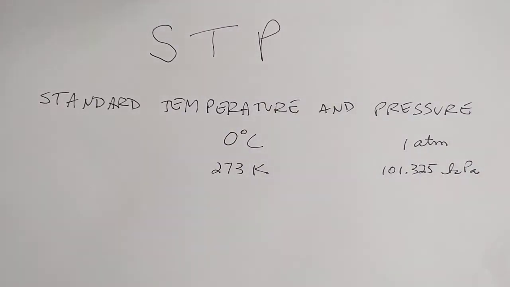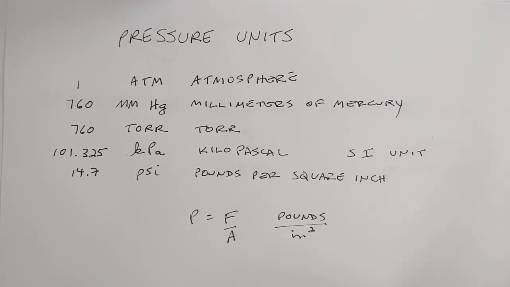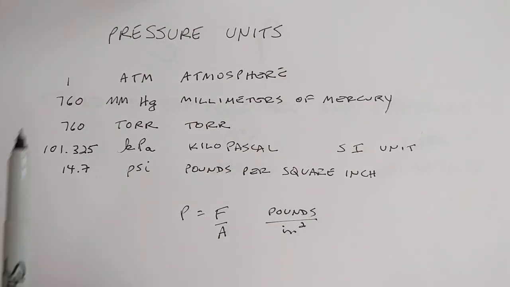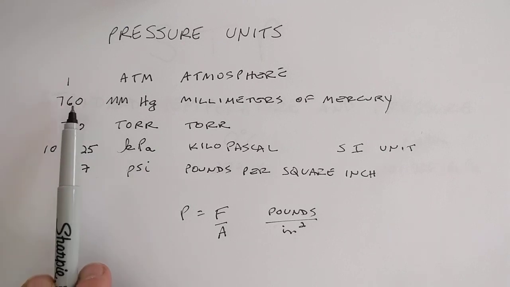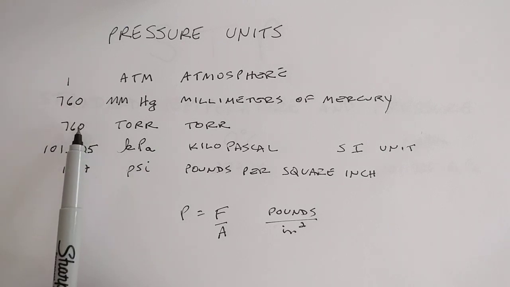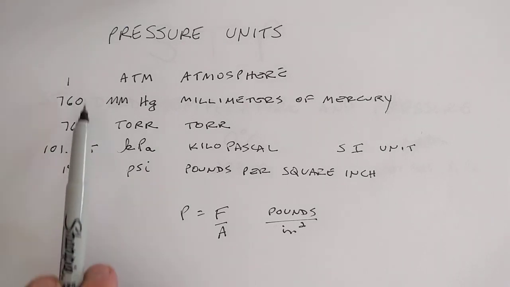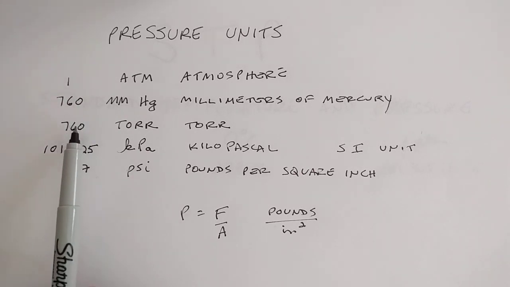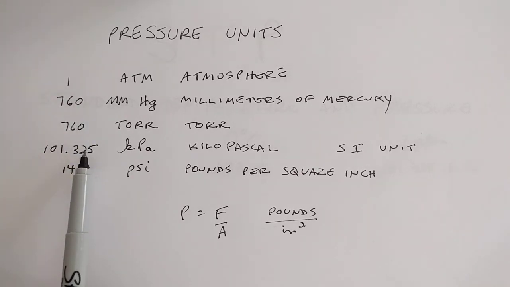Oh, let's go back. I want to talk about the sig figs. Let's go back to this list. So for sig figs, this is exactly 1, exactly 760, exactly 760. So when you use these in a conversion factor, unlimited sig figs, here 6 sig figs, and here 3 sig figs.